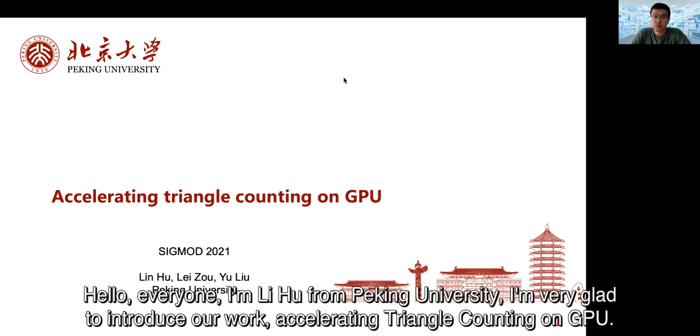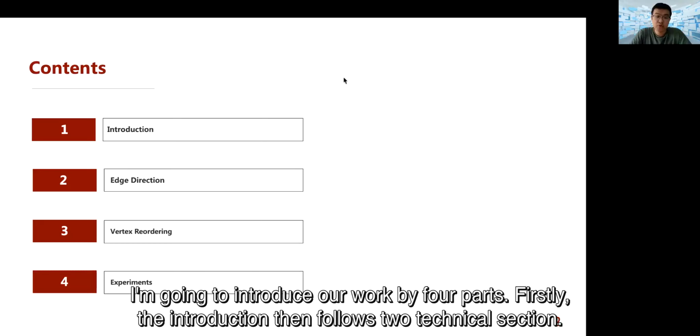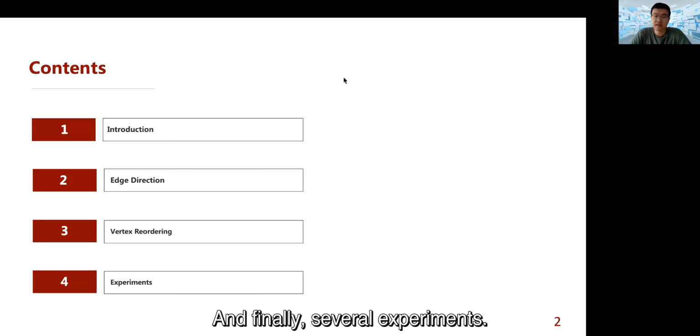I'm very glad to introduce our work, Accelerating Triangle Counting on GPU. I'm going to introduce our work in four parts. Firstly, the introduction, then two technical sections, and finally our experiments.